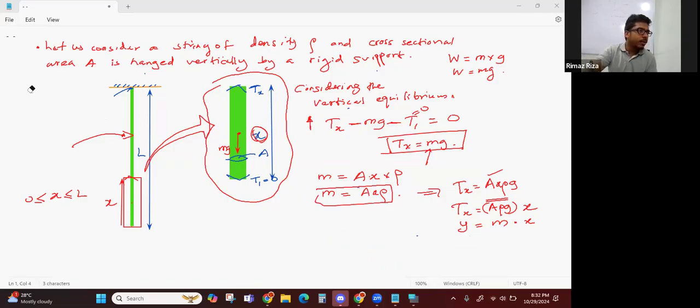So the variation is y equals mx. If you draw a graph of Tx versus x, here Tx and this is x, it has to be a straight line passing through the origin because the variation is y equals mx. This equation you have already studied in your O levels, right? y equals mx is a straight line passing through the origin.